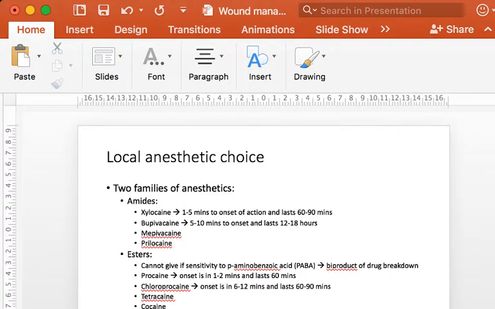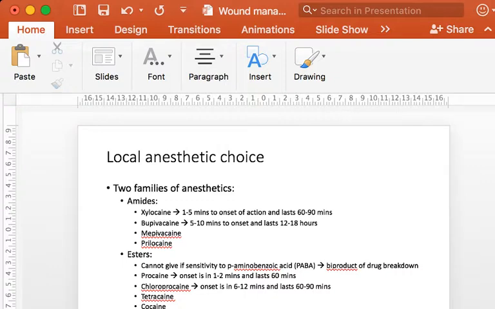In terms of anesthetic choice for wound closure, there are 2 families of anesthetics, amides and esters. Amides include xylocaine, bupivacaine, mepivacaine, and prilocaine. These are short duration to onset, and they have a variable duration of action.